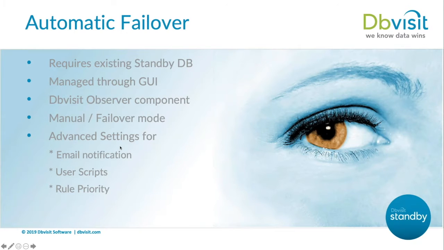Then there's also a couple of advanced settings that you can make use of within that. For email notification, you can add user scripts with exit codes, based on the checks it must do for you additionally. And then lastly, you've got some rule priorities saying that if this and this and this criteria are met, then please proceed with an automatic failover. So that's just the rules that I'm referring to.